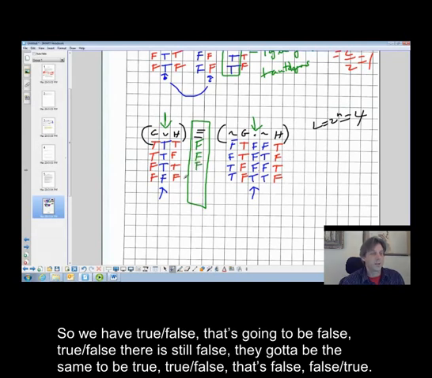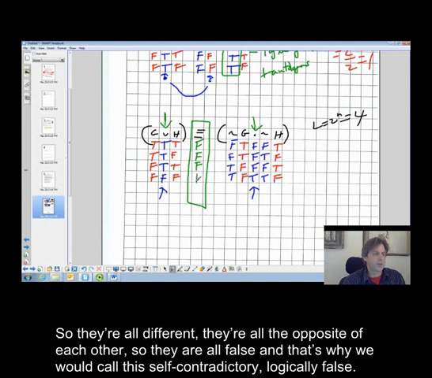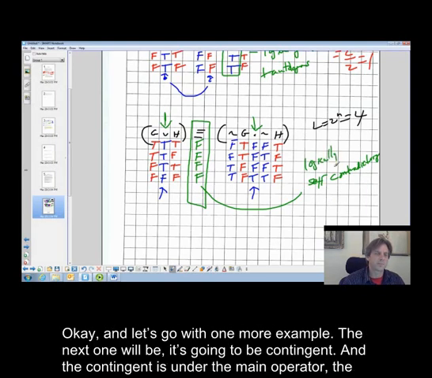True, false, that's false. False, true. So they're all different. They're all the opposite of each other. So they are all false, and that's why we would call this self-contradictory, logically false. Okay.